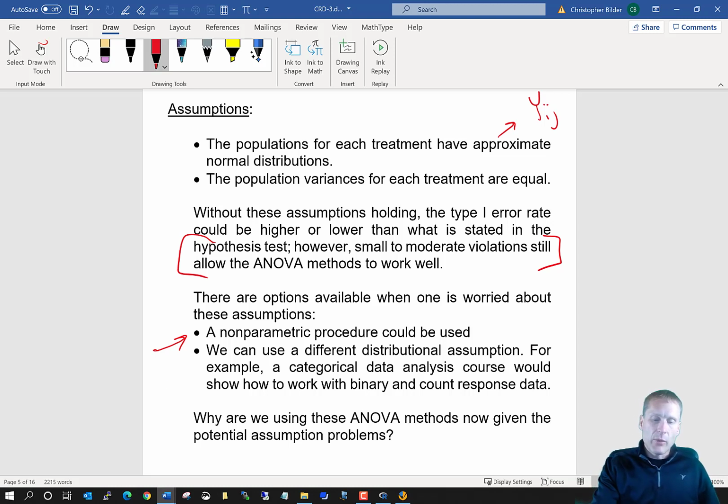Also, instead, we could use a different distributional assumption. If you want to know more about that, a great place to start is to take a categorical data analysis class from me, where we look at situations where, let's say, y sub ij might be binary, or y sub ij might be a count response. How else could we actually analyze the data if we knew that? We spend a lot of time talking about that in our course.